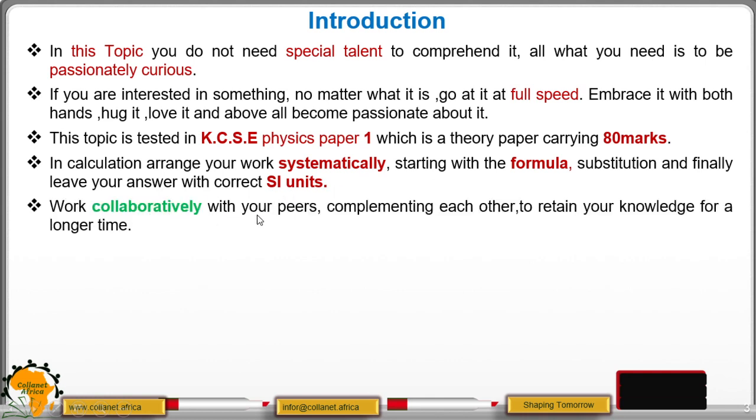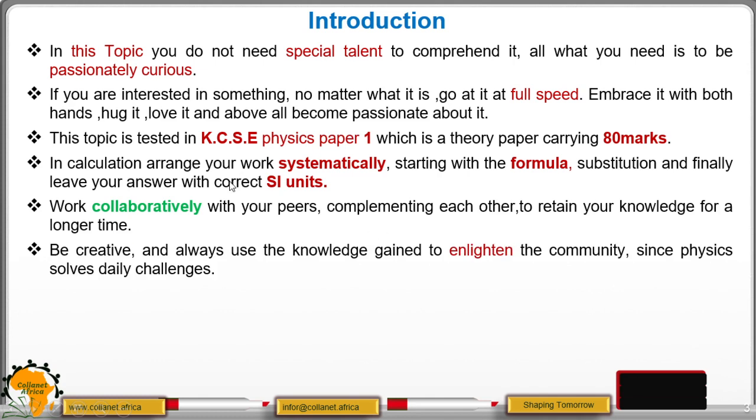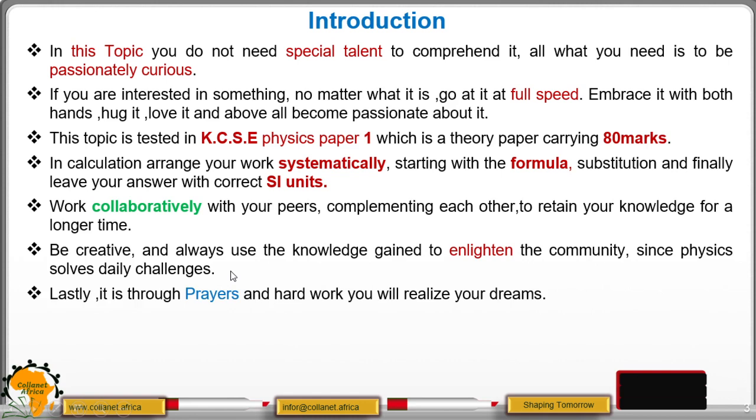Then work collaboratively with your peers, where you complement each other and avoid competing, and this will help you to retain your knowledge for a lifetime. Then be creative and always use the knowledge gained to assist the community that surrounds you in their daily challenges. Lastly, it is through prayers and hard work that you're going to realize your dreams. Physics simplifies life, therefore be passionate about it.